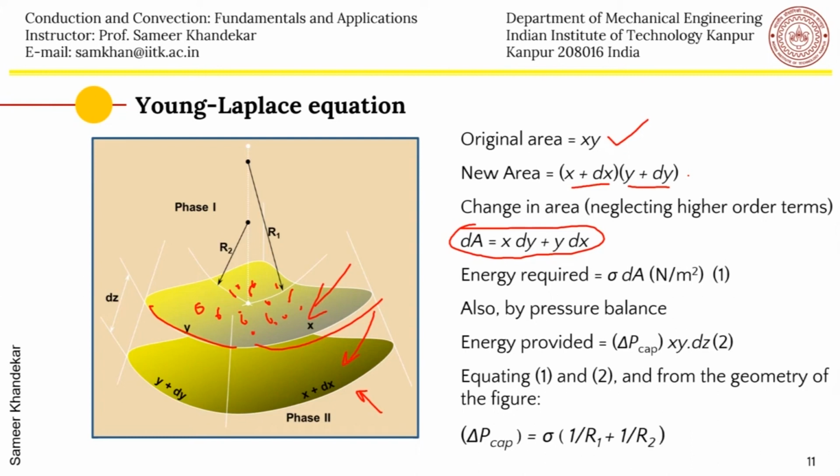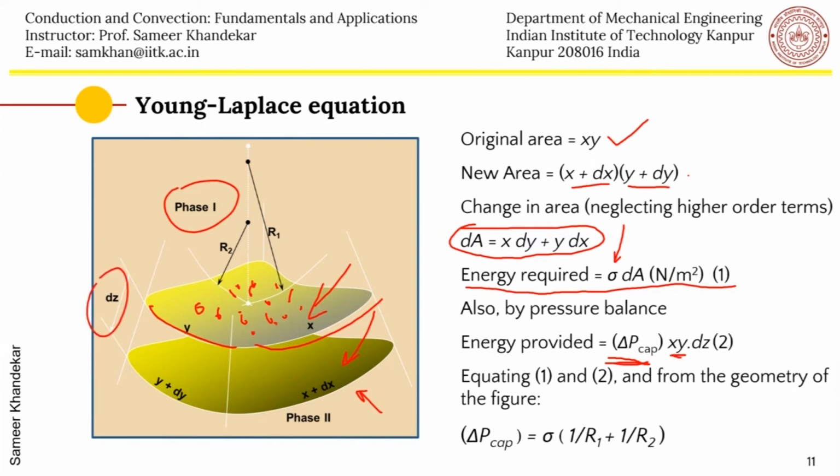Now this is done because there is an internal pressure which has pushed the interface. So phase 1 is pushing it so that this interface is now growing. The energy provided in this push is the pressure difference, because the force has moved through a distance dz, and this force is equal to delta P cap into x into y. That is, pressure into area is the force. The force has moved a distance dz, so that is F times dz. Force moved through a distance, a dot product, gives you the work done.